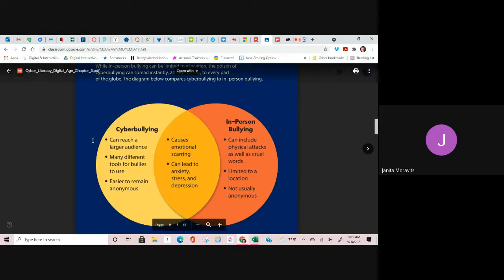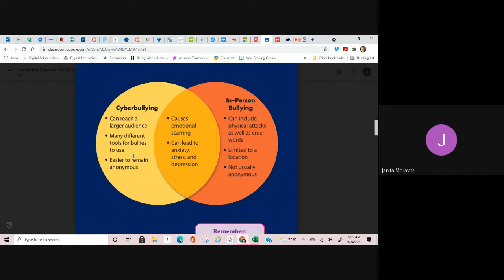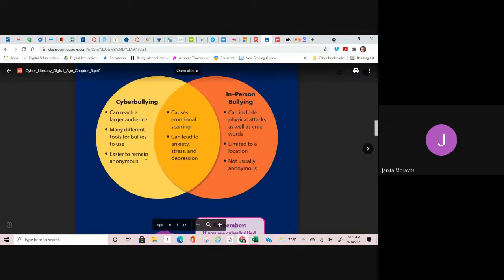Notice that the thing that cyberbullying and in-person bullying have in common is they both cause emotional scarring and they can both lead to anxiety, stress, and depression. Remember to get that chart.